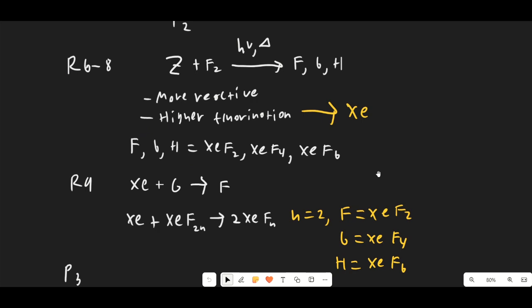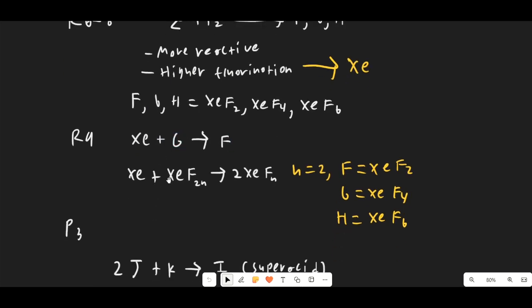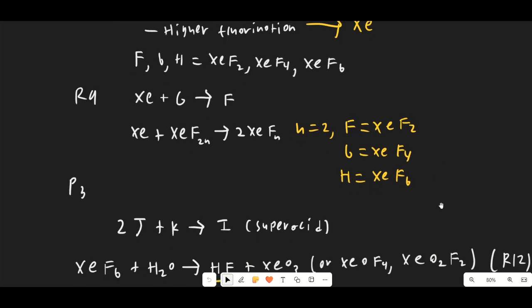Now figuring out which is a little bit difficult because they tell us that Xe plus G in a 1-to-1 molar ratio is going to give us F. And if we go ahead and plug in what the formula of G is, which is just XeF2n, we realize that F is going to have half as many fluorines as G did, which tells us that G must have a multiple of 4 in terms of the number of fluorines, which tells us that G has to be XeF4, F has to be XeF2, and H has to be XeF6.